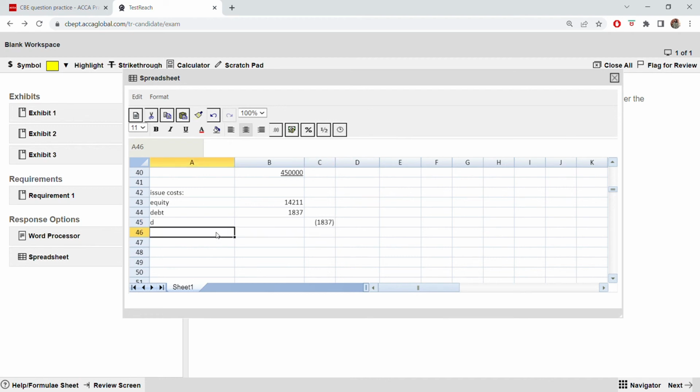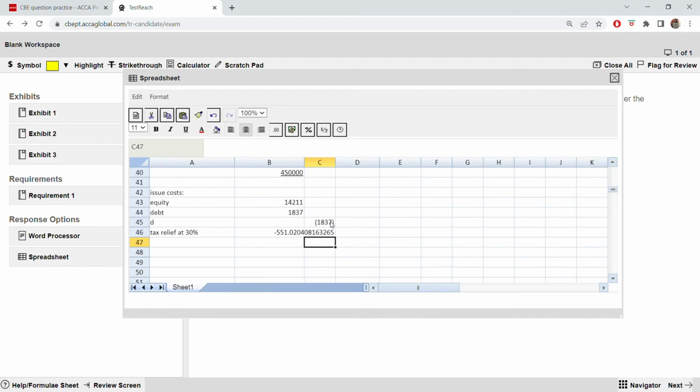Now, tax relief. Because for issue cost on debt also, you will get tax relief at 30%. Equal to this multiply by 30%. Enter. It will come in a negative. Remember, it's a negative figure.